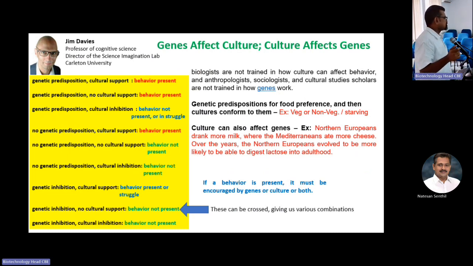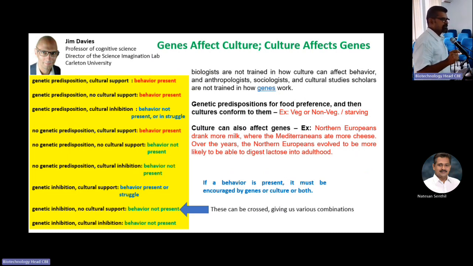For example, let's take the case of smoking or alcohol, right? If the genetic predisposition is there for an individual, if the ancestors were in the habit of drinking or smoking, and if there is cultural support for them, then the behavior will be present in the individual. If there is a genetic predisposition and no cultural support, then also the behavior will be present. If there is a genetic predisposition and there is cultural inhibition, right, if it is unlawful or the society doesn't accept that behavior, then the behavior may not be present, or it is in struggle.